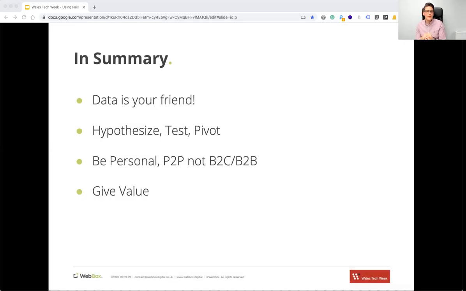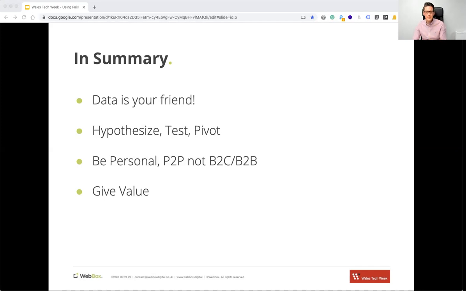So that's all of the quick wins and tips for you today. I just want to summarize by saying data is your friend, okay? Gather data and learn from it in order to make informed decisions. This should inform both our tactics and our strategy.